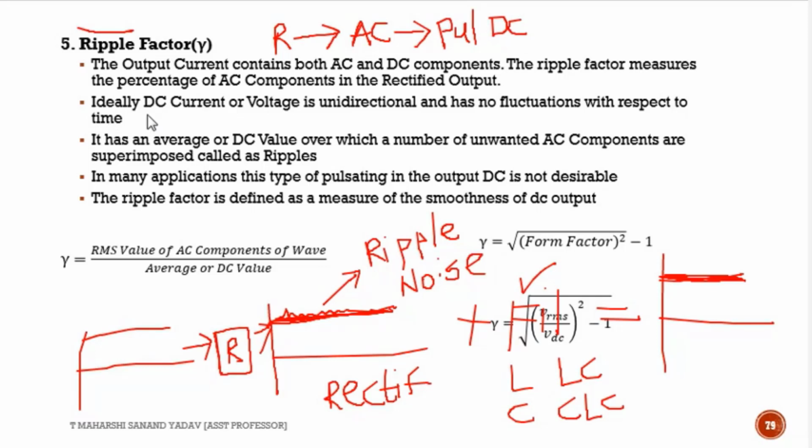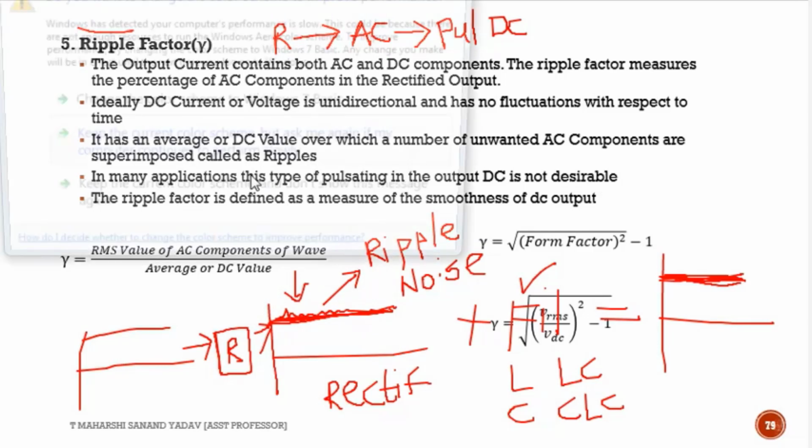Next, ideally DC current or voltage is unidirectional and has no fluctuations with respect to time. As I've shown you, it is constant with respect to time because there are no fluctuations. Next, it has an average or DC value over which a number of unwanted AC components are superimposed, called ripples. You can see here that this contains some unwanted ripples, which is nothing but noise, and we need to remove this noise.